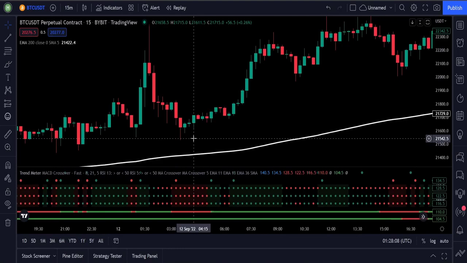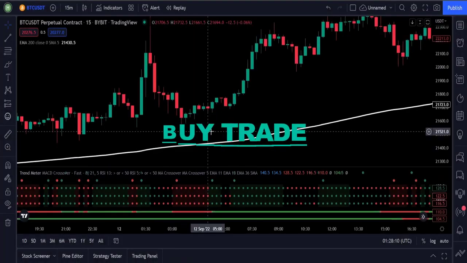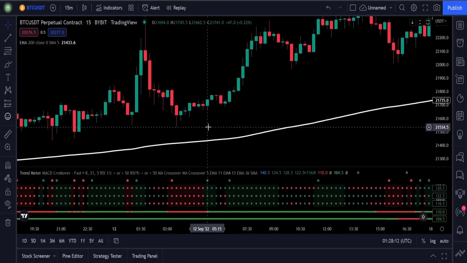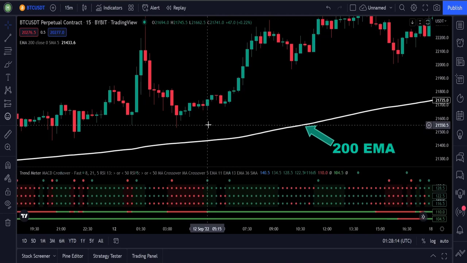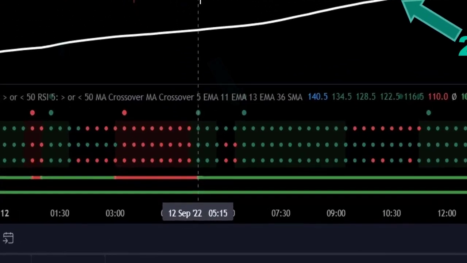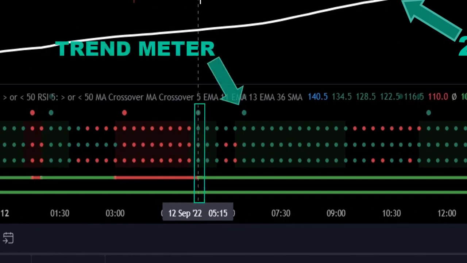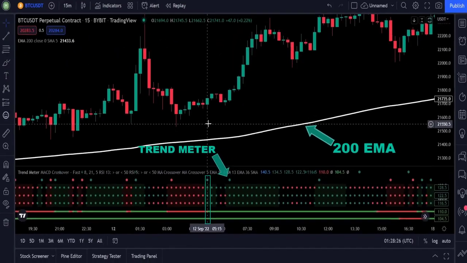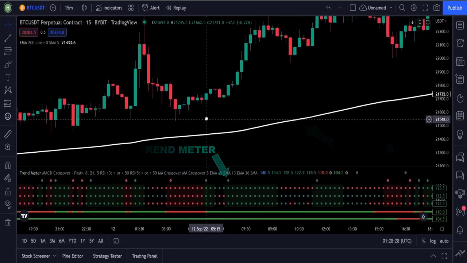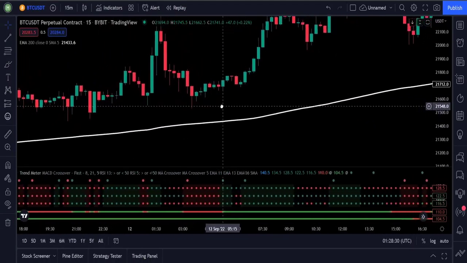So let's see the rules for a buy trade. First of all, we want the price action to be above the 200 EMA line if we're looking for a buy trade. Secondly, for a long trade, everything on the trend meter needs to be green, including all the dots and the 2 baselines. You can still get in a buy trade if your trigger candle opens below the EMA, but closes above the 200 EMA.